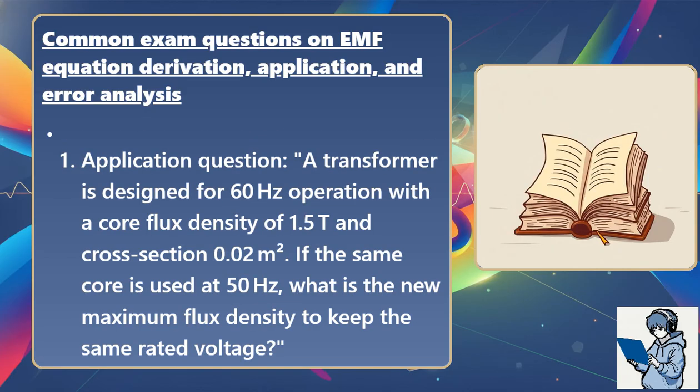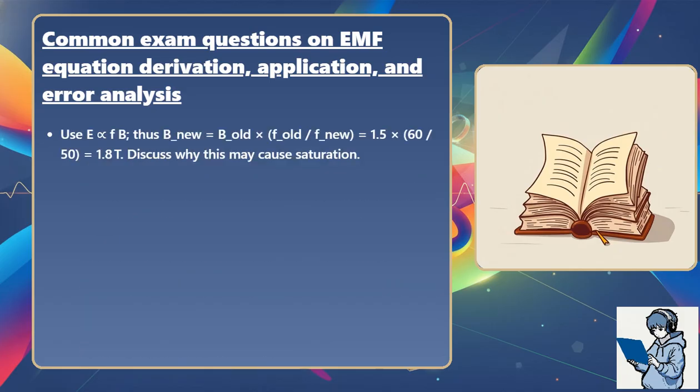2. Application question: a transformer is designed for 60 Hz operation with a core flux density of 1.5 Tesla and cross-section 0.02 square meters. If the same core is used at 50 Hz, what is the new maximum flux density to keep the same rated voltage? Use E proportional to F times B. Thus B new equals B old times (F old divided by F new) equals 1.5 times (60 divided by 50) equals 1.8 Tesla. Discuss why this may cause saturation.